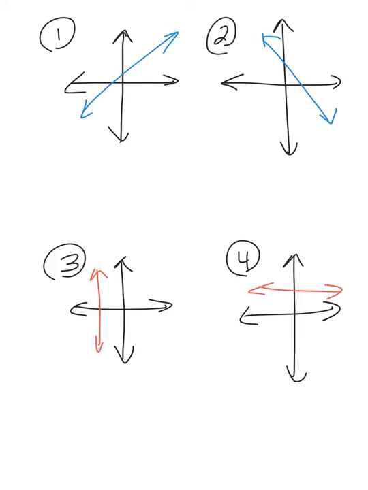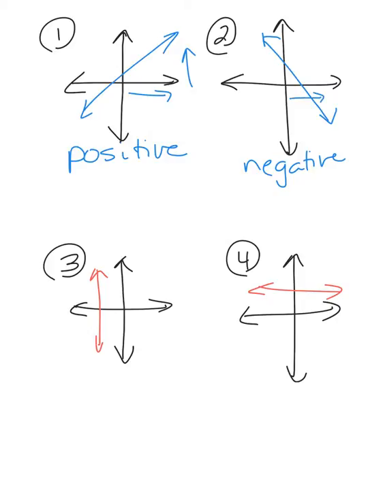We have 4 different types of slopes. So in number 1, this is a positive slope. Bottom left to upper right, because as x increases, y also increases. In number 2, we have a negative slope. This time we're starting in the upper left, coming down to the bottom right. As x is increasing, y is decreasing. And number 3, this is a vertical line, and a vertical line has an undefined slope. And in number 4, we have a horizontal line, which has a 0 slope.